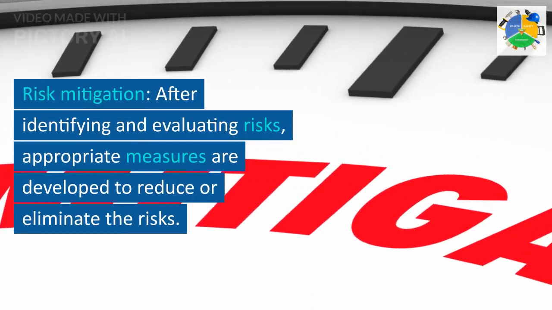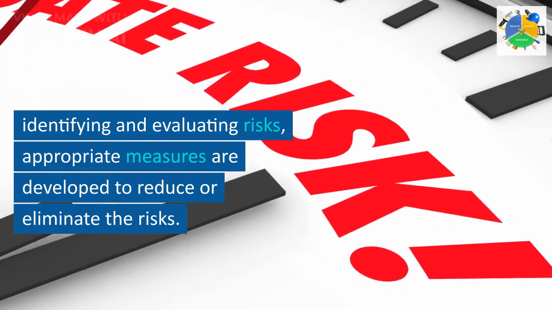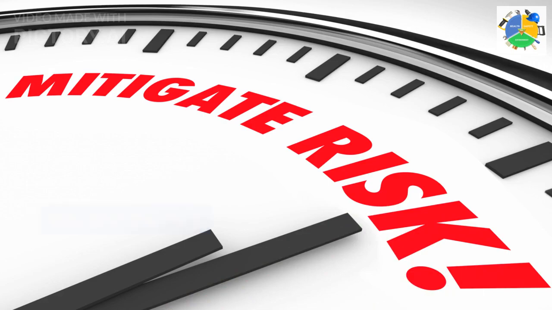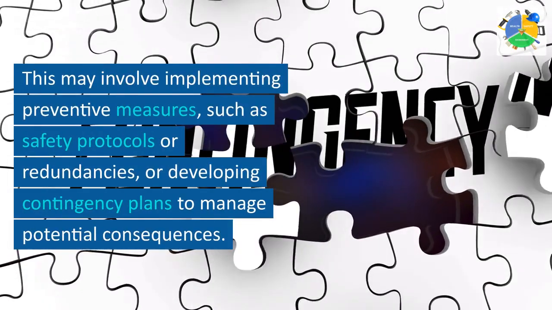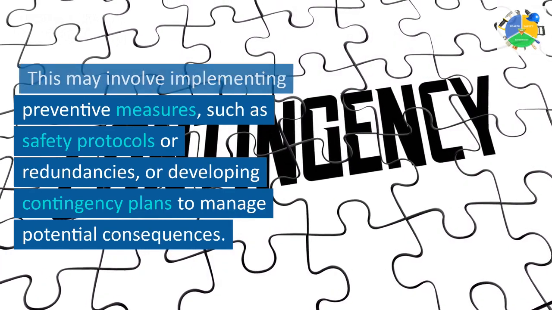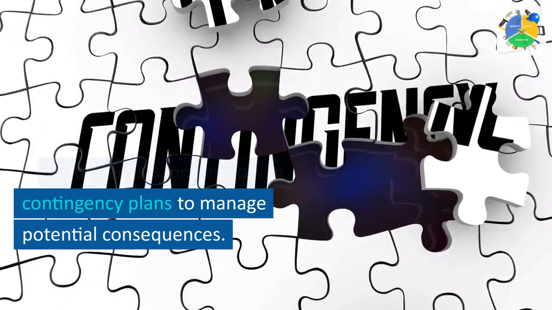Risk mitigation. After identifying and evaluating risks, appropriate measures are developed to reduce or eliminate the risks. This may involve implementing preventive measures, such as safety protocols or redundancies, or developing contingency plans to manage potential consequences.